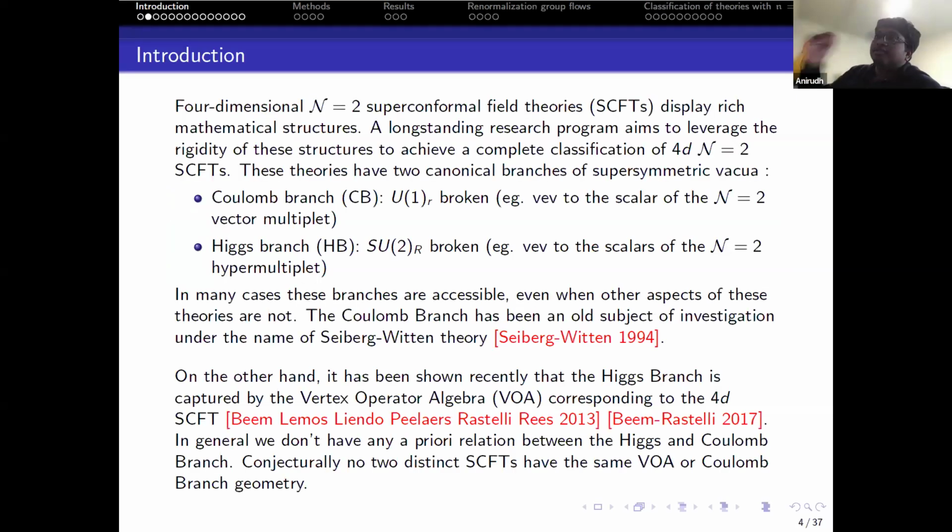Okay, so first, I don't know how much of VOAs people over here know, so I'll also go over it briefly, and you can stop and ask me something if there is any confusion.